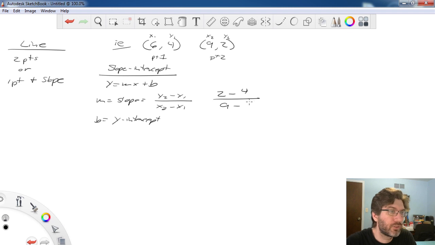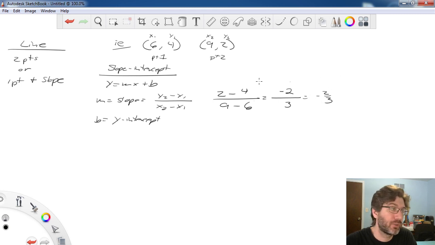So y2 is 2 minus y1, which is 4, all over x2, which is 9, minus x1, which is 6. This is going to get 2 minus 4 gives me a negative 2. 9 minus 6 gives me a 3. So I know my slope is negative 2/3. You're allowed to have a fraction. In fact, fractions are pretty nice because I know when I go to graph this, I'm going up 2 or down 2 because it's negative, and left or right 3, just making sure I have negative slope.